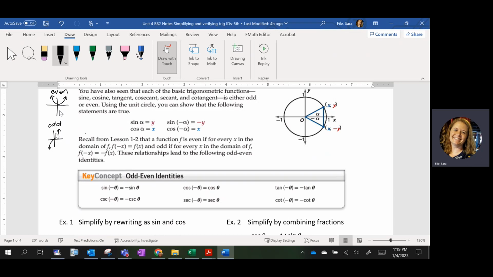Algebraically, that was the graphical test. The algebraic test is here. It said if you input a negative x and get your output exactly the same as the original function, it's even. If you input a negative x and your output is the opposite of the original function, that's odd. So even was this, odd.